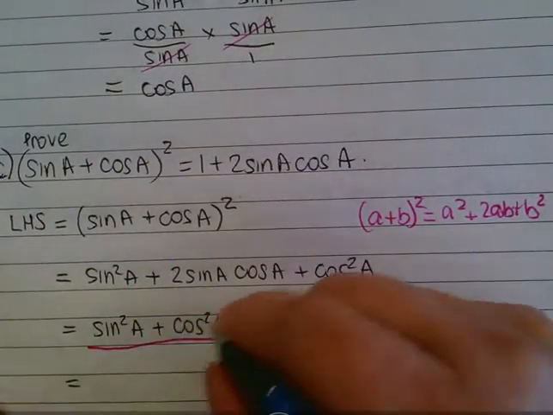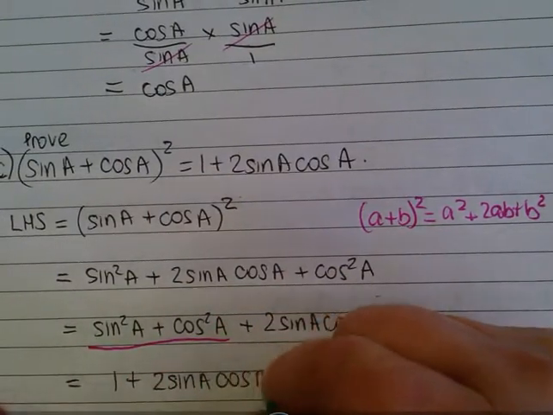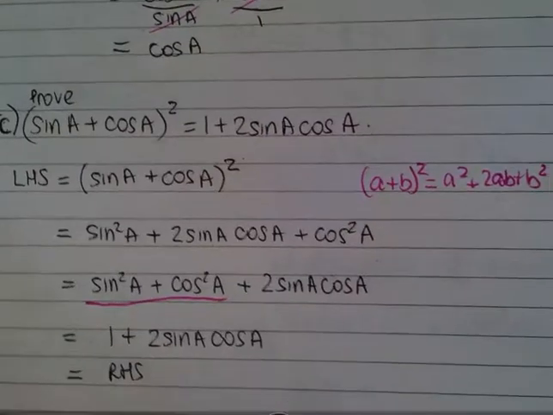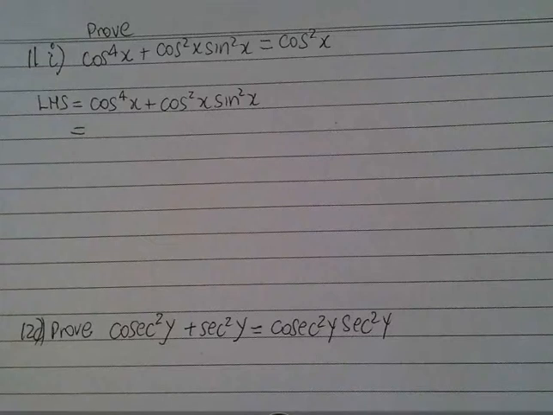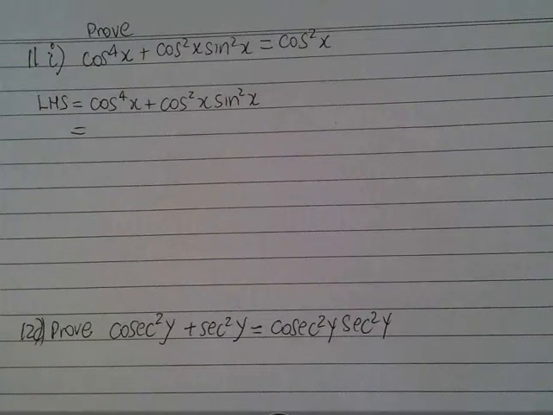So sine squared plus cos squared is 1, and then we've just got the rest, which equals my right-hand side. Next: cos to the power of 4x plus cos squared x sine squared x equals cos squared x. Start with the left-hand side.